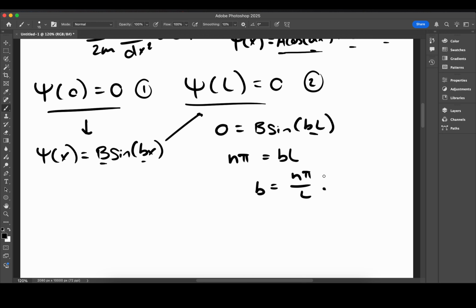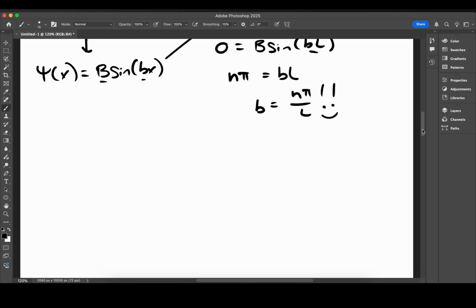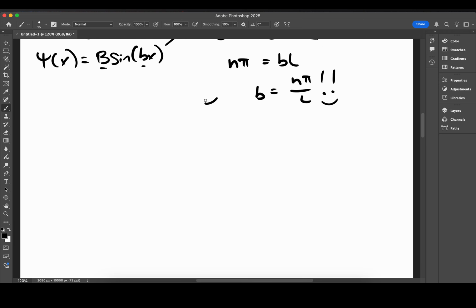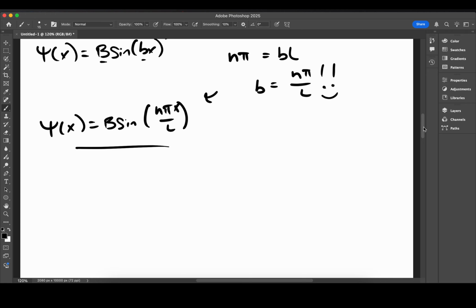Okay, this is good. This is time to celebrate. We did something right. Now we have that the stationary state wave function is B sine of n pi x over L. Great. This is good. But we're not done yet, because we still have this ambiguous constant here, big B, that we want to figure out.